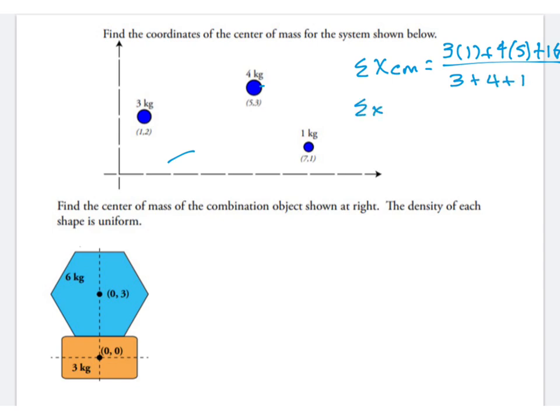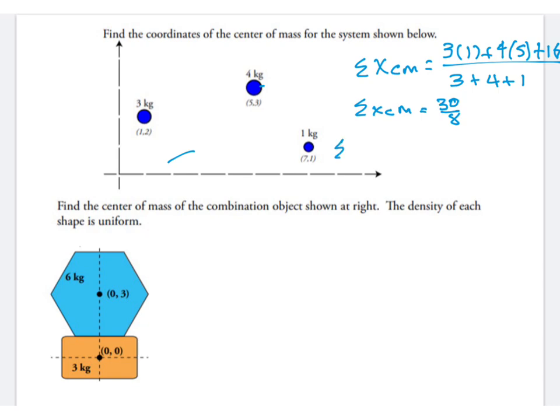So the x center of mass is going to be 3 plus 20 plus 7, so 30 divided by 8. Almost 4. There's your x center of mass. Is that less daunting than the other pictures?